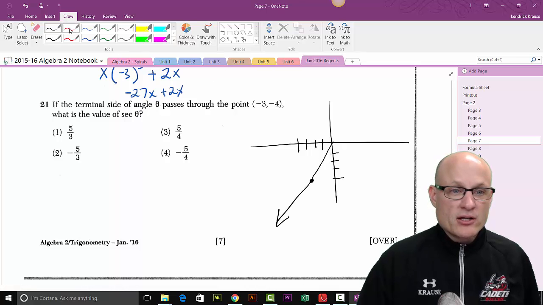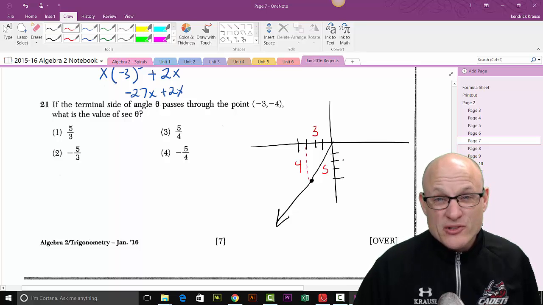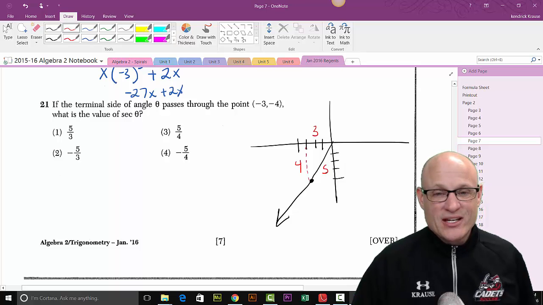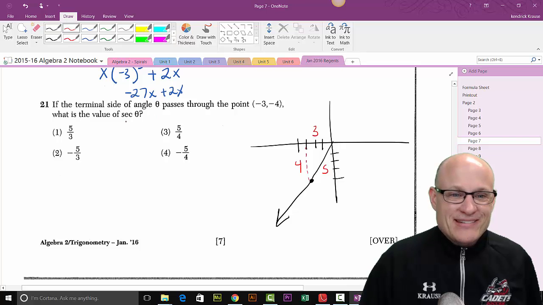So let me make my triangle. I'll do it in red. That's the terminal side. This is 3, this is 4, this is 5. You notice I didn't put signs on them because they're lengths. They can't be negative. So anyway, what we want is secant.